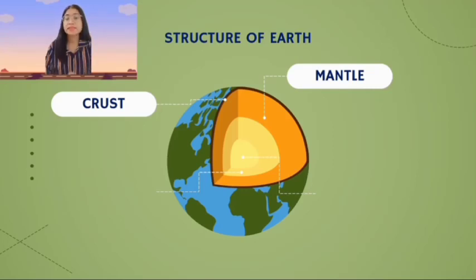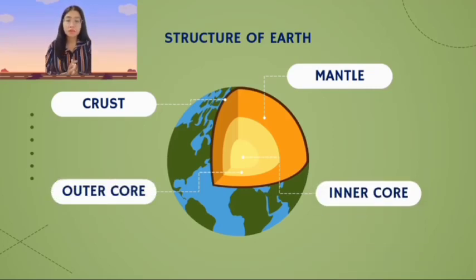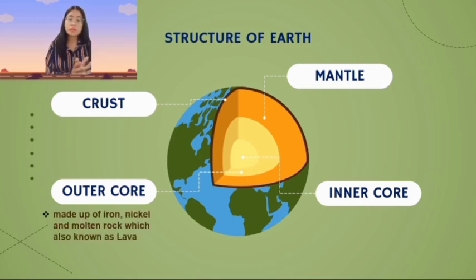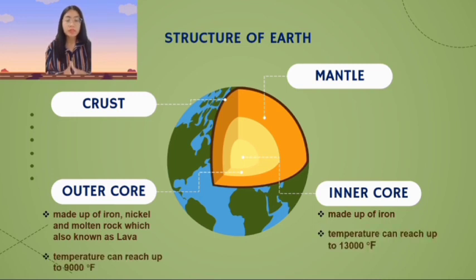The third layer is the core, which is located at the center of the earth. Core is divided into 2 parts, which are the liquid outer core and solid inner core. Liquid outer core is made up of iron, nickel, and molten rock, which is also known as lava, whereas the solid inner core is made up of iron. The temperature at the liquid outer core can reach up to 9,000 degrees Fahrenheit and 13,000 degrees Fahrenheit at the solid inner core.